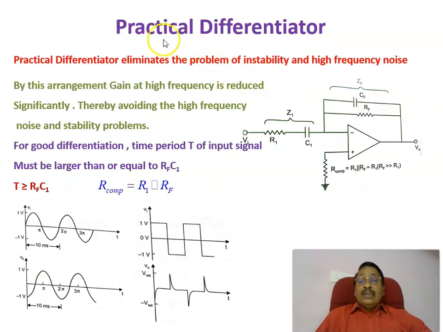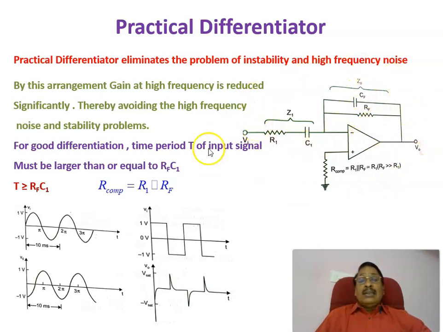Now we are going to consider a practical differentiator. The difference is that there was no capacitor in the feedback of the ideal differentiator, but now we are adding a capacitance CF. Similarly, there was no input resistance R1 in the ideal case, but we are adding R1. Therefore, this is the R1 and C1, and similarly RF and CF.